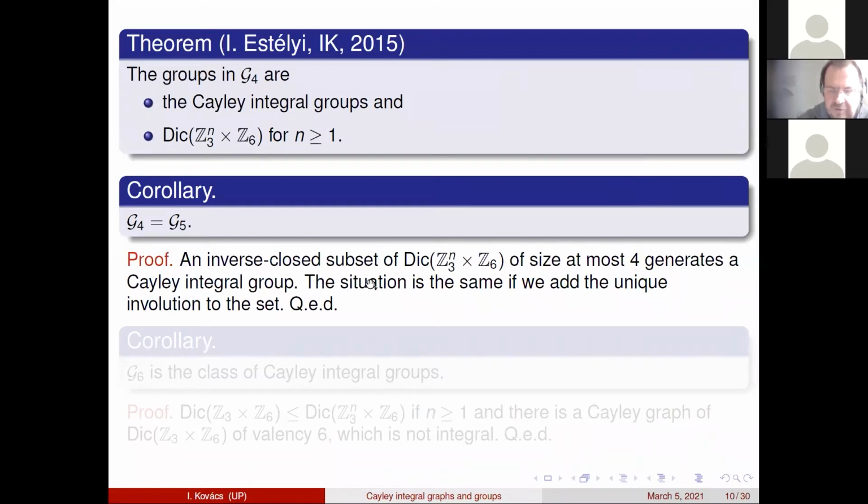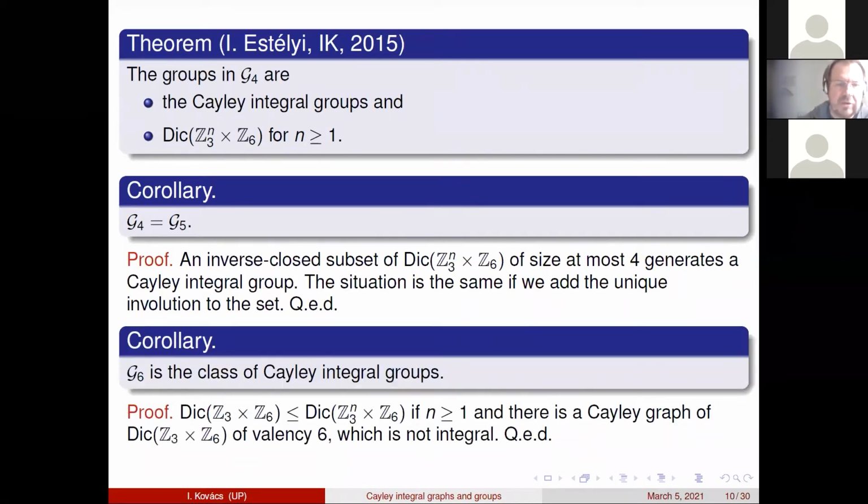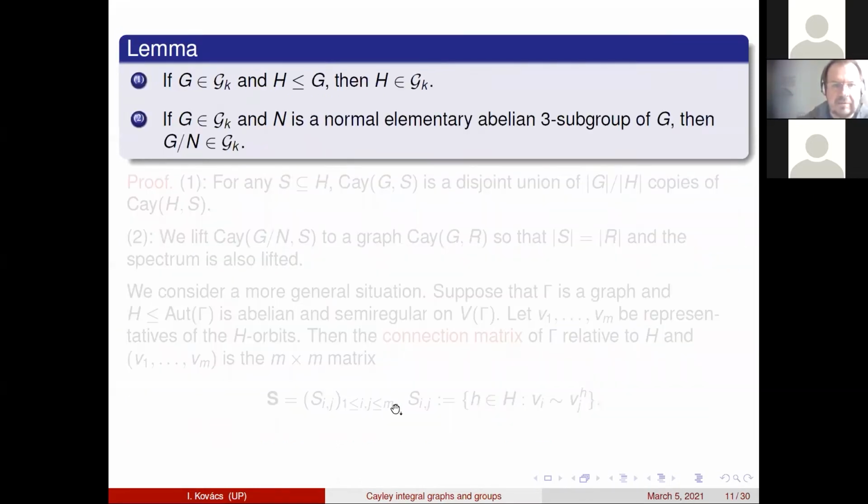So for G4 and G5 you get this immediately, and you can also prove that for G6, if you also allow 6-valent graphs, you will get just the Cayley integral groups. This follows because we will see that these group classes are closed with respect to subgroups. If you take the smallest subgroups in the family, you can find a Cayley graph of valency 6 for that group which is not integral. So the essential part was to find G4. And now I would like to show you how we prove that.